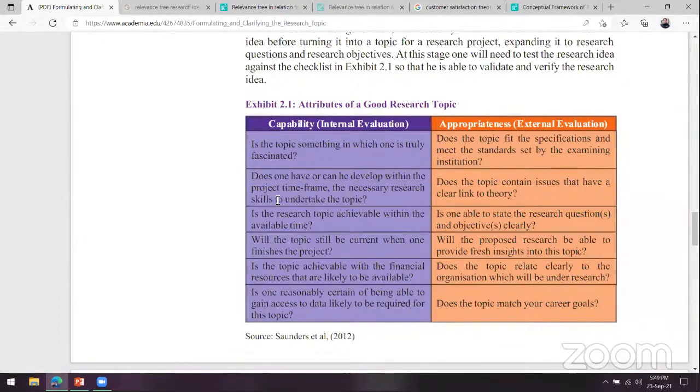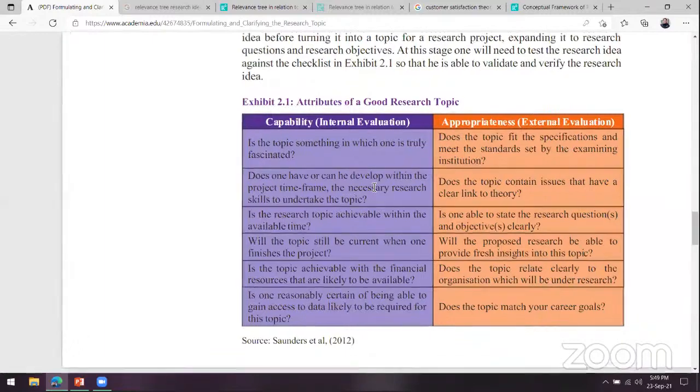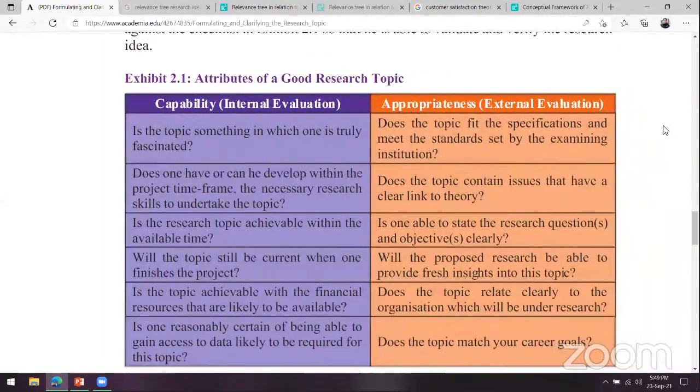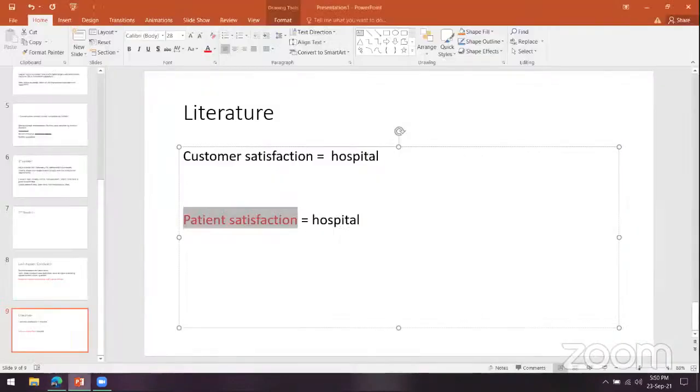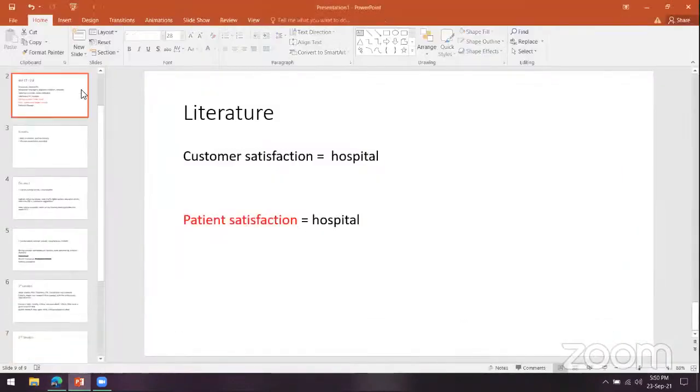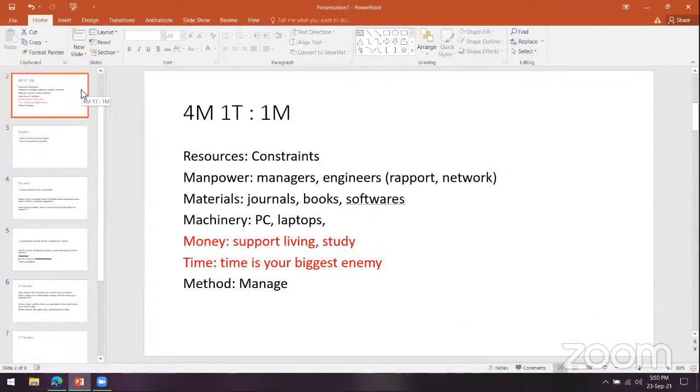Next, does one have or develop, within the time frame, the necessary research skills to undertake the topic? Always remember, do you have enough time? If you are thinking about doing something too difficult, remember the resources I mentioned to you just now. It takes a lot of time. It needs a lot of advanced technology. It needs a lot of materials. You need to fly here and there. You need to go to the United States to see Obama. Oh my God. Then think twice whether you still want to take this research idea.